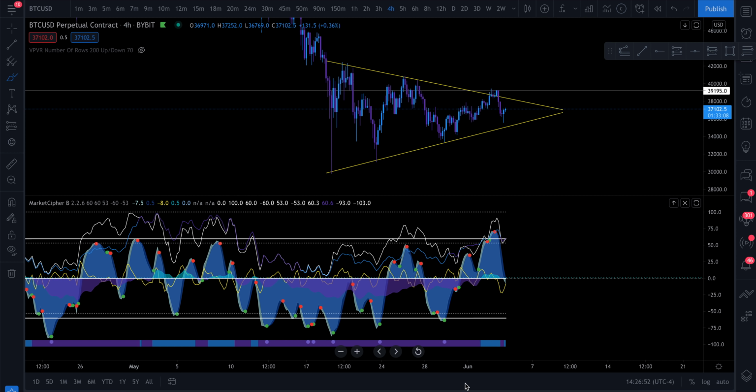Alright y'all, today I am going to walk you through step by step the Market Cipher strategy that I used to short this top right here and long this bottom right here.